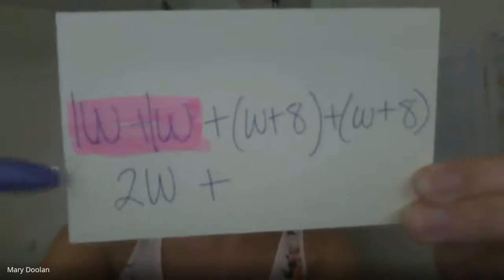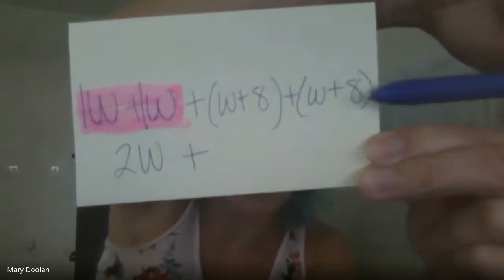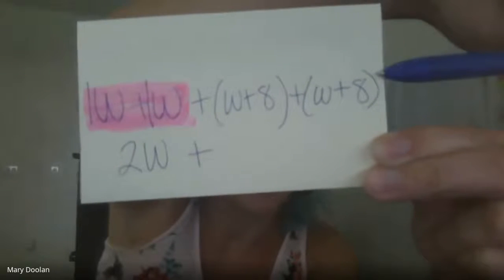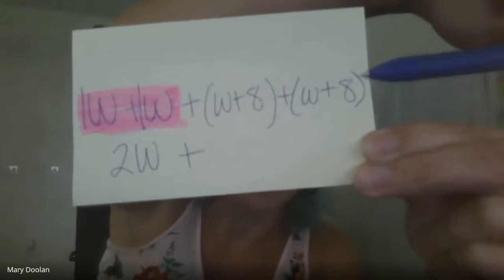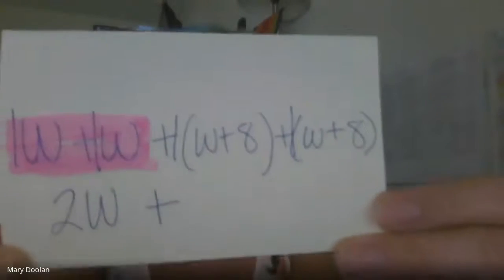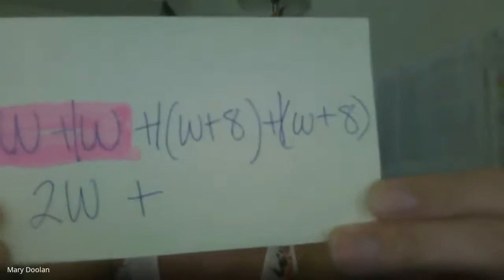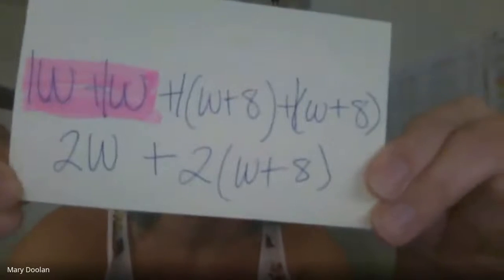And then over here, we have W plus 8 in parentheses and W plus 8 in parentheses. The same quantity being added. There's two of them there. You can put a coefficient of 1 in front here as well, as a factor. I mean, you don't have to do that, but that's one way to think about it. And then this becomes 2 times the quantity of W plus 8.